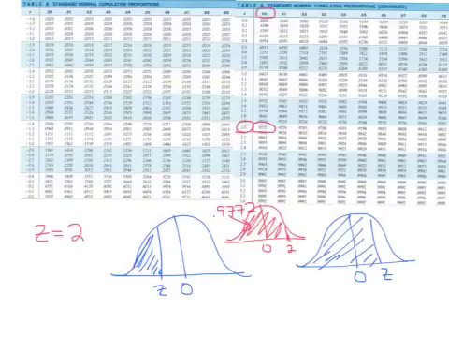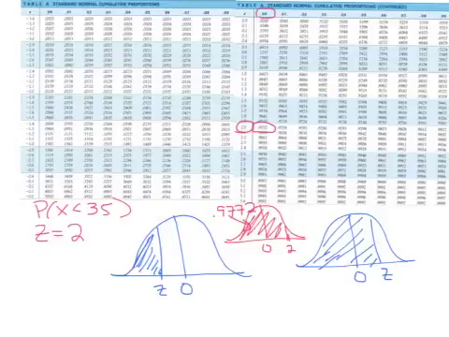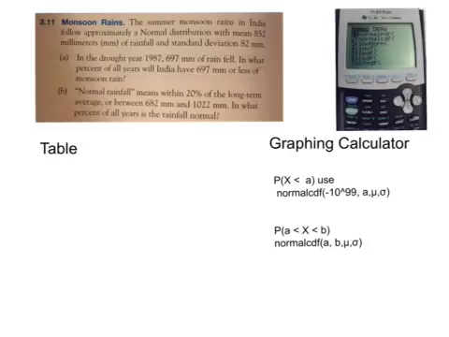There are a couple of ways to interpret this. You can say that 97.72% of the values will fall below 35, because remember my original problem was X is less than 35. You could also say that 35 is the 97th percentile, meaning 97% of the values fall below it or equal to it. Or I can just look at the probability that it's falling below 35 as 0.9772.